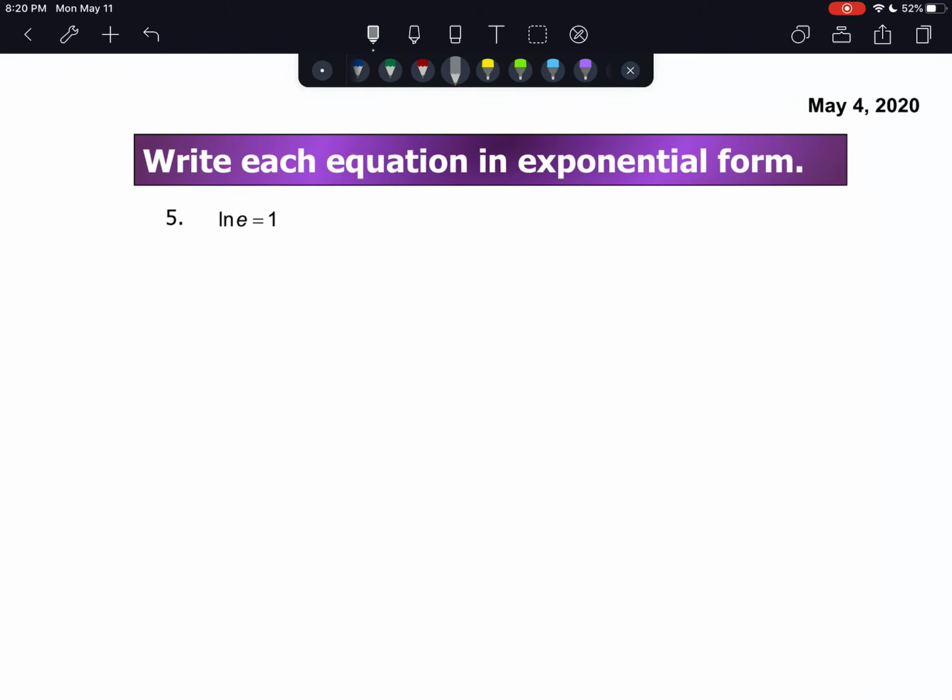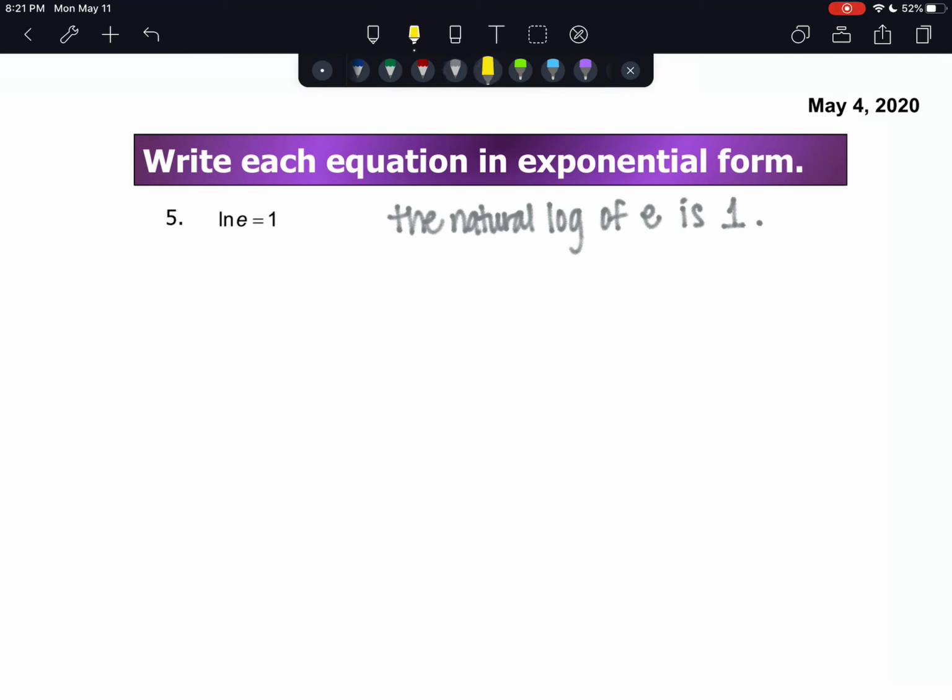So here we want to write each equation in exponential form. So we're going to start with our first problem where it says the natural logarithm. I'm going to write that down for you. This is how you read this: the natural logarithm, and sometimes we say log. So the natural log of e is 1.